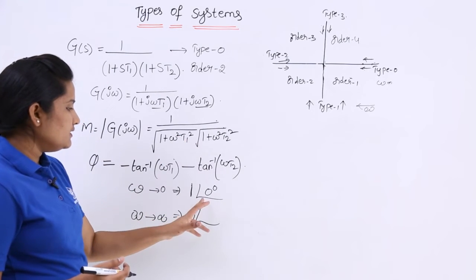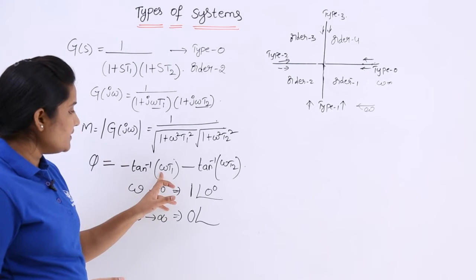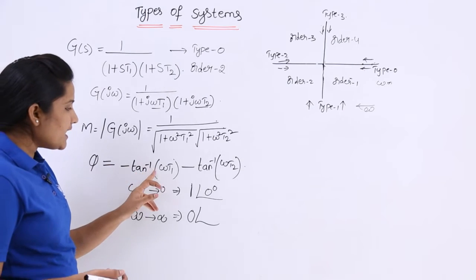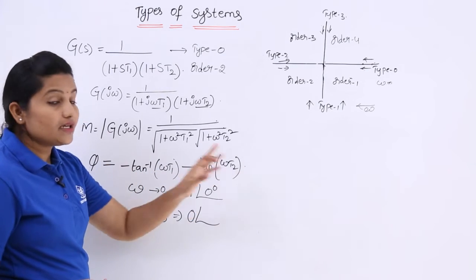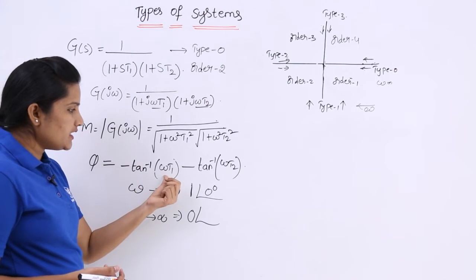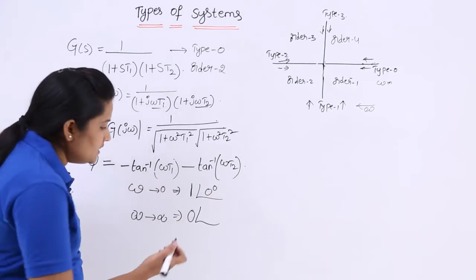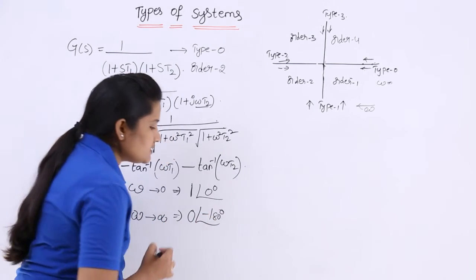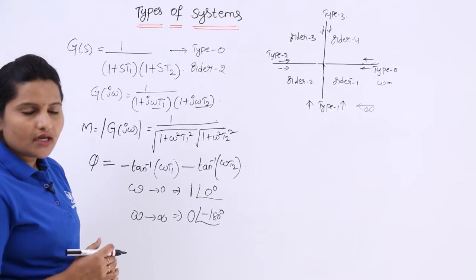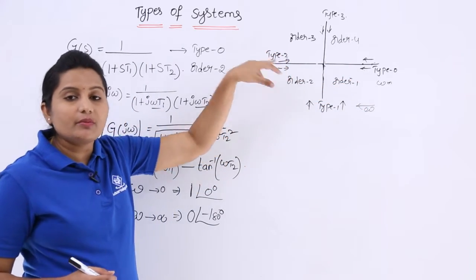Coming to the phase angle, it can be calculated by substituting omega equal to infinity. Then phi is equivalent to minus tan inverse infinity minus tan inverse infinity. Tan inverse infinity means 90 degrees, with the minus sign it is minus 90, and here also minus 90, so totally minus 180 degrees. So, we are ready with the initial and final values of the plot, and we know according to type and order where the plot needs to start and where it needs to end.